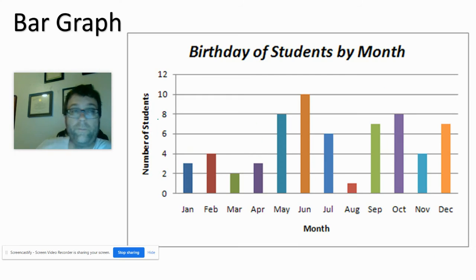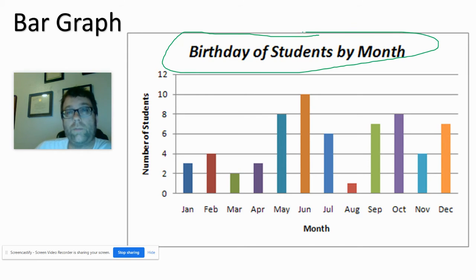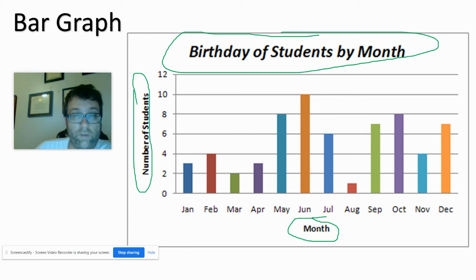Okay, next graph. Bar graph is something you've done in elementary. We did touch on it this year briefly, so I'm going to go quickly over it. Again, you have a title up top, birthdays of students by month. Your x-axis, the bottom axis, has a title as well. In this case, it's month. Your y-axis also has a title, it's the number of students.